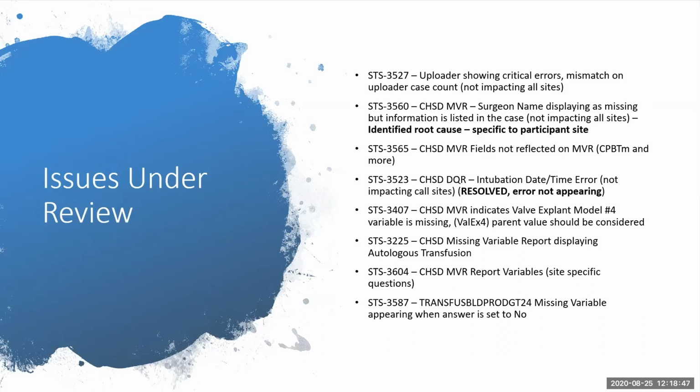STS 3407. The missing variable report is showing that the valve explant model number for the 4th explant is missing when there was not a 4th explant per the parent field. So we are looking into fixing that. That is a pretty straightforward issue. So obviously, you shouldn't be expected to have a model number for an explant that wasn't there. So that will be reviewed and hopefully fixed in the near future.